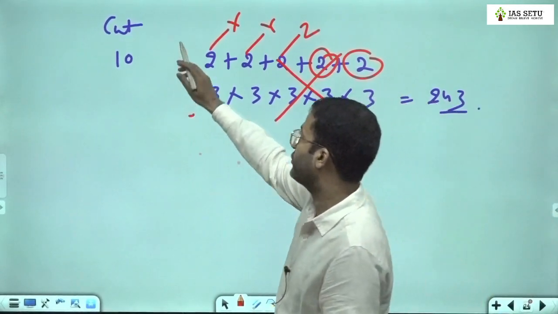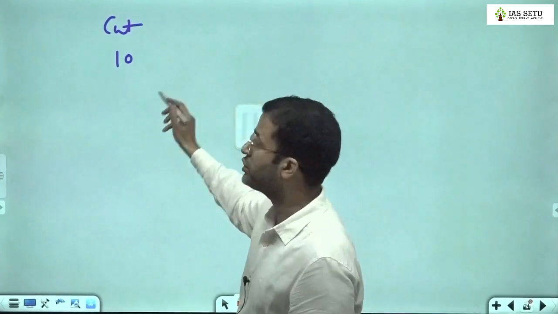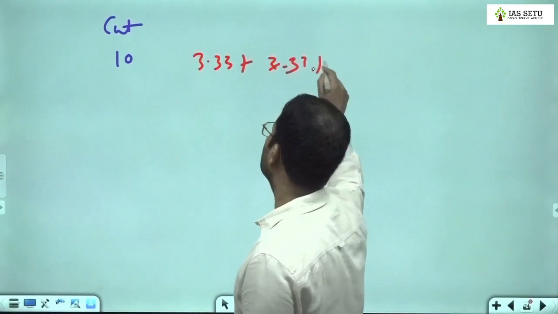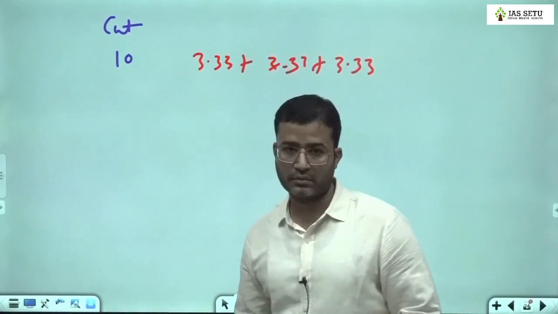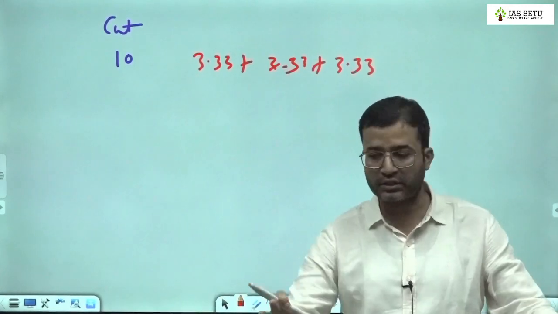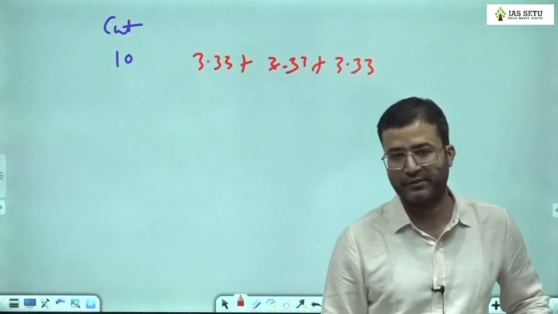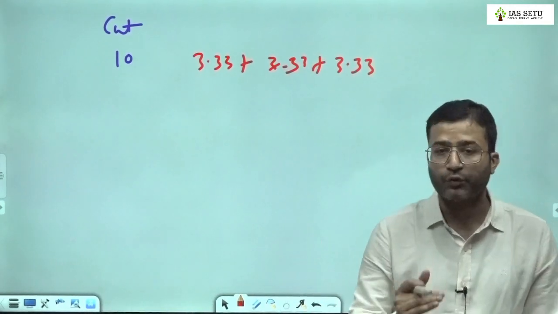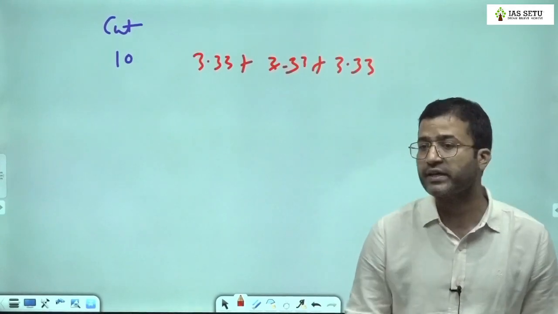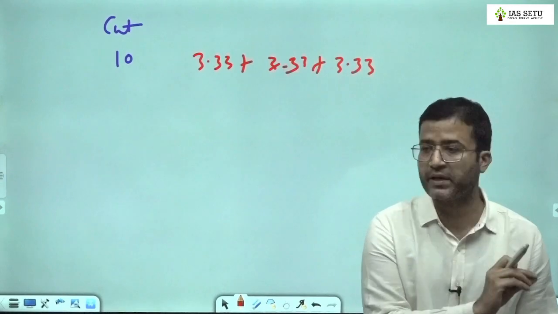But the next problem with these 10 cuts is how to make a uniform distribution. You cannot distribute like 3.33 plus 3.33 plus 3.33. It's like there are 10 players, and you have to make 3 teams out of them. 3-3-3, and the 10th player gets cut in the middle twice, so equal distribution. The rule is we try for equal distribution if we can. Otherwise we go for minimum disparity. Minimum disparity is the rule.